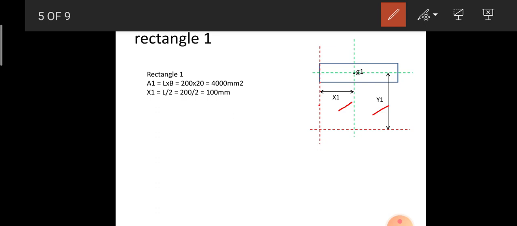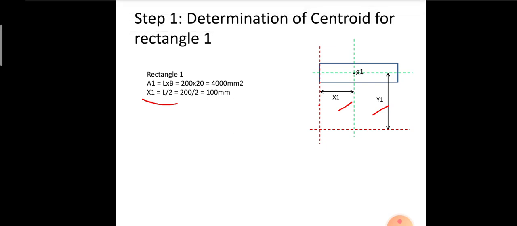So here it is the rectangle section. Hence, x1 is equal to the horizontal dimension divided by 2, or half of the horizontal dimension. This was explained or derived in the previous lecture series, how I got the value as L by 2. So x1 is equal to L by 2. The horizontal dimension of rectangle 1 is 200, so it is 200 divided by 2 is equal to 100 mm.